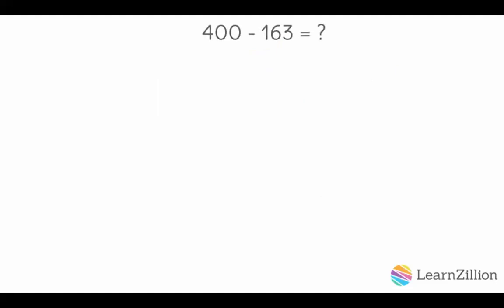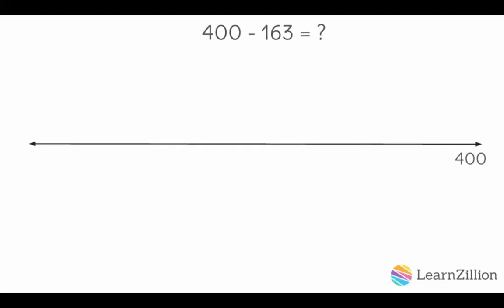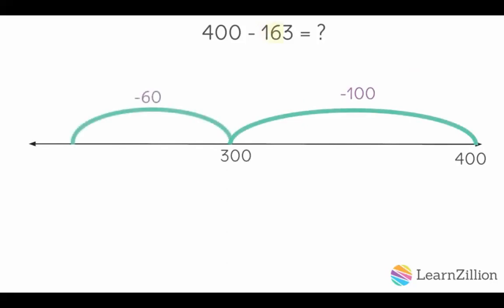Another tool Dev could use to solve this problem is a number line. We'll use the same strategy of subtracting by place value. We can start from the sum, 400. We can show subtraction using backwards jumps on the number line. The 1 in 163 represents 100, so we'll subtract 100 from 400 and get 300. The 6 in 163 represents 60, so we'll subtract 60 from 300 and get 240. The 3 in 163 represents 3 ones, so we'll subtract 3 from 240 and get 237. This is the same answer we received when we used base 10 blocks to subtract by place value.